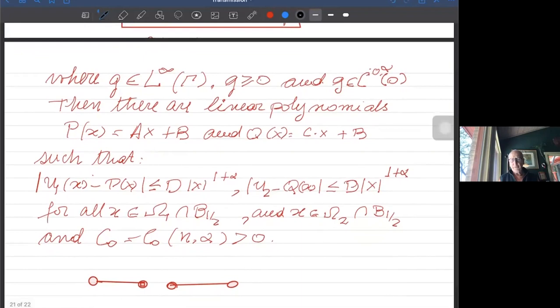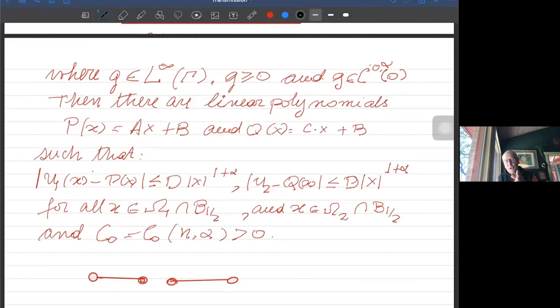That is, that the two functions u meet along the curve in a smooth fashion. In other words, the function u1 and the function u2 are equal along the curve, but coming from one side or the other, they are tangentially C1 alpha. So that means that along this curve, everything is C1 alpha.